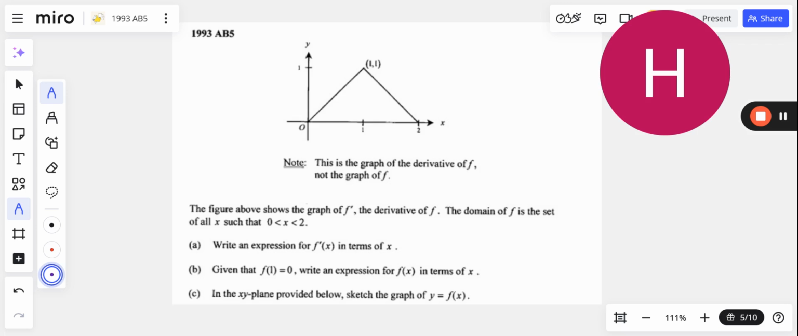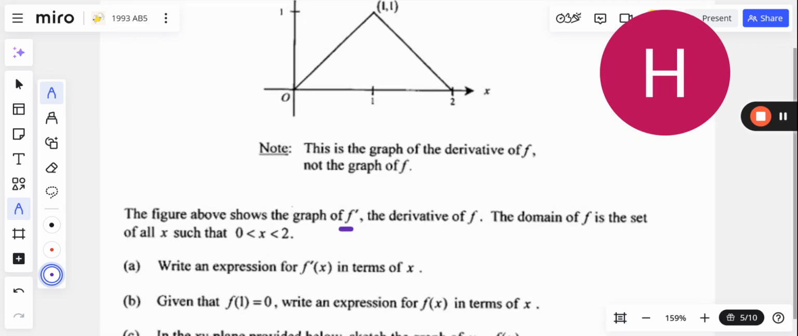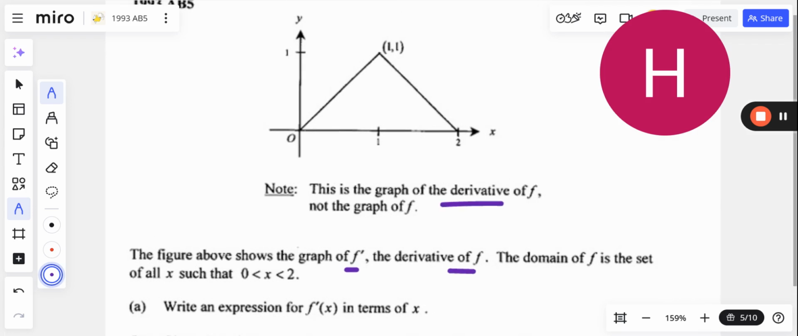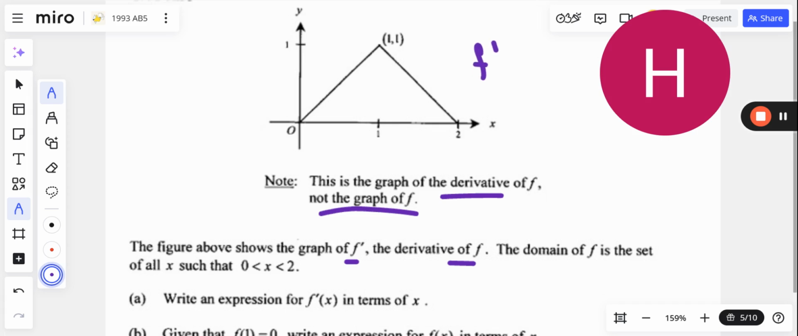Okay, so the figure above shows the graph of f prime, the derivative of f. So they made it very clear, this is not the graph of f. This is f prime. I'll even write f prime. And the domain is simply from 0 to 2. The domain of f doesn't include 0, and it doesn't include 2. That's kind of useful to pay attention to there.